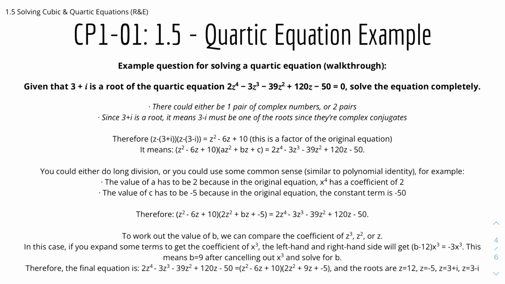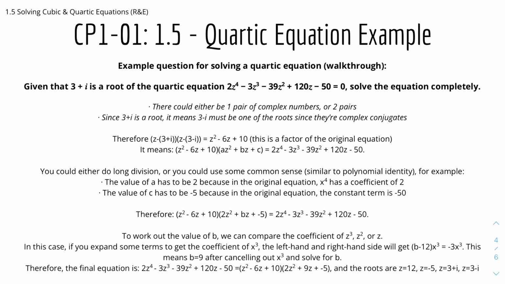So here's an example to solve a quartic equation, and it's a very lengthy one, so I'll just talk through it slowly. Given that 3 + i is a root of the quartic equation 2z^4 - 3z^3 - 339z^2 + 120z - 50 = 0, solve the equation completely.